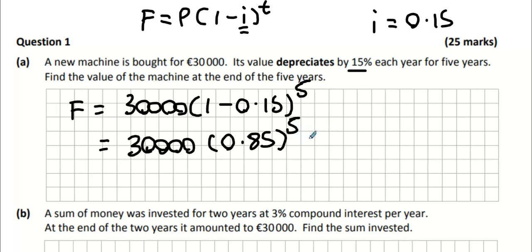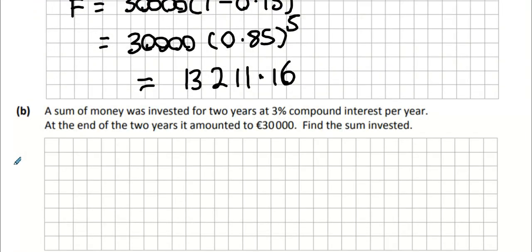Is that right? So we take out the calculator and multiply that out. Does anybody have an answer? 13,200 and 0.16. Everybody cool with that? Okay. A sum of money was invested for 2 years at 3% compound interest per year. At the end of 2 years, it amounted to 30 grand. Find the sum invested.